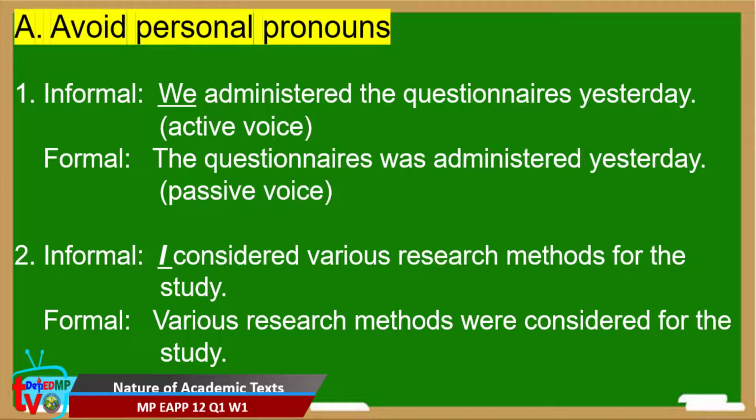Generally, in active sentences, the subject comes before the verb. In passive sentences, the subject comes after the verb. The subject, who is the doer of the action, was omitted when the sentence was changed into the passive form. Let's take, for example, the first sentence. It is not necessary to write, "The questionnaires were administered yesterday by us," for the sentence to make sense. We can simply write, "The questionnaires were administered yesterday." The same is true with the other examples.